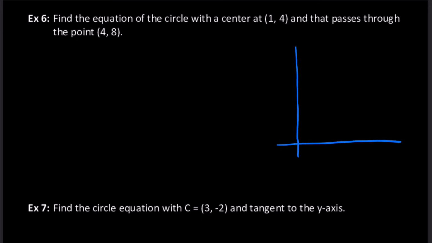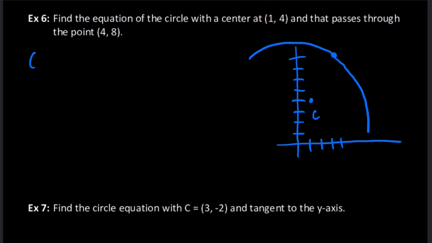The center is 1, 4. So 1, 1, 2, 3, 4. There's my center. Passes through the point 4, 8. 1, 2, 3, 4, 5, 6, 7, 8. Here's my center. Passes through this, so that means I'm not going to draw the whole thing, but it kind of looks like this. Now, as soon as they give you the center, we can do the whole left side of the equation using that point there.